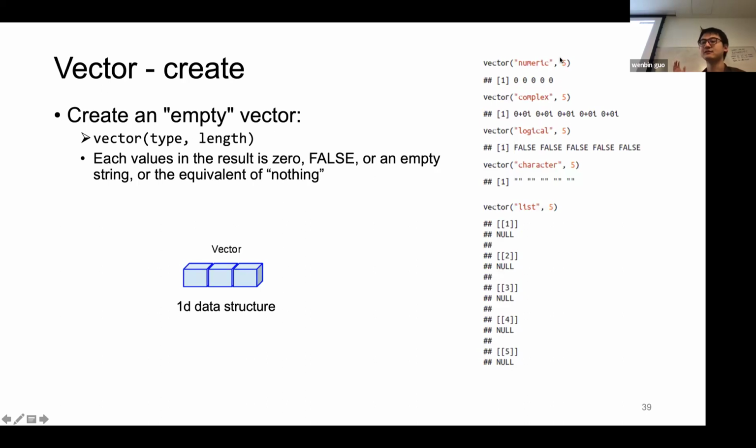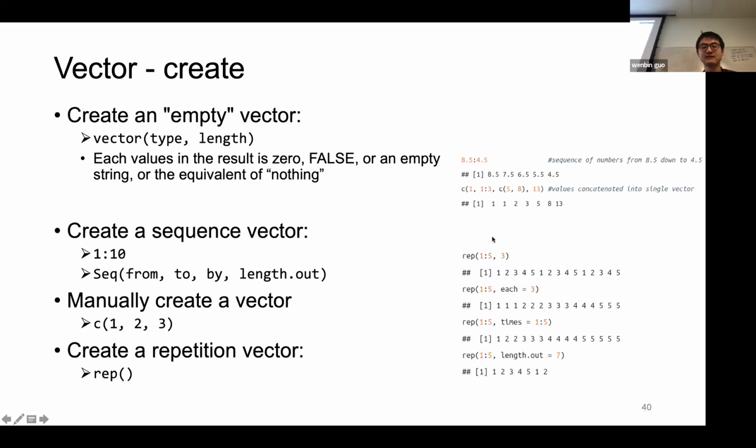The type can be numeric, complex, logical, or character. These are what we mentioned before in the variables. These are like the default values. If you run them, it will give you these values. Sometimes we want to create some meaningful vector, for example, a sequence vector from 1 to 10: 1, 2, 3, 4, 5, all the way to 10. You can use the colon to do that.